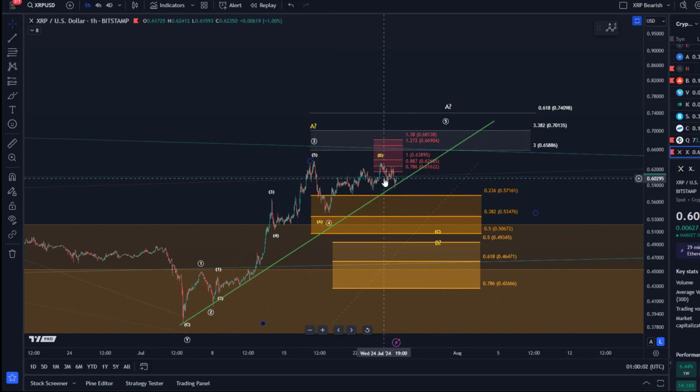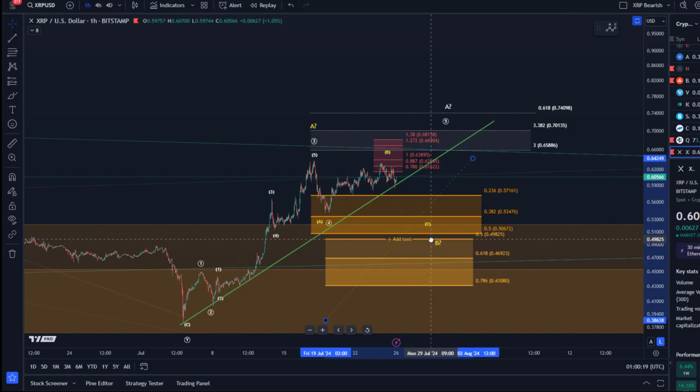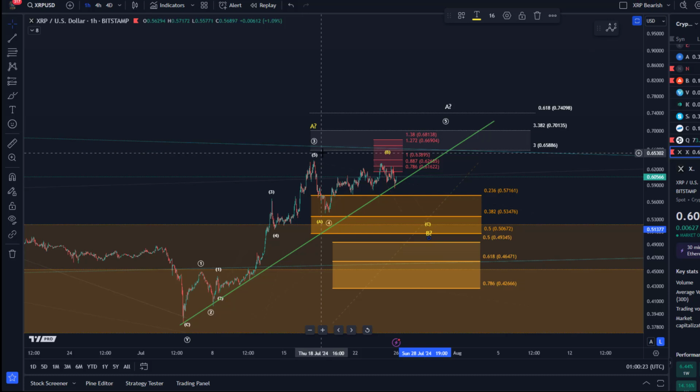It's a big mess. It's corrective, overlapping. I don't know what it is. It could just be, and it would look good as a B wave, with the C wave down. So if we break below the trend line, I would suggest this is the C wave down, and then we already topped in wave A in 3 waves.